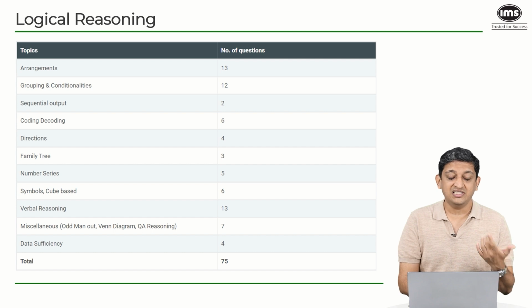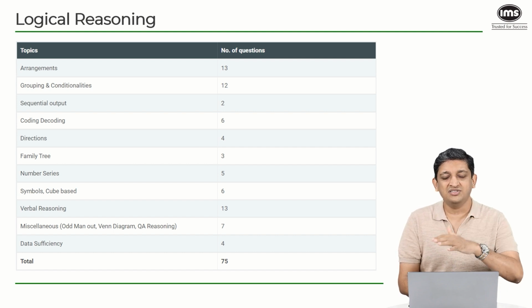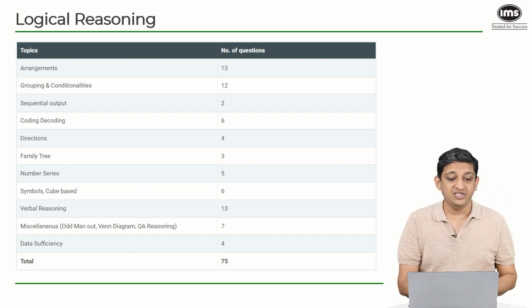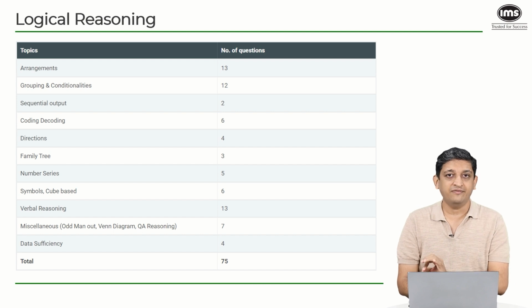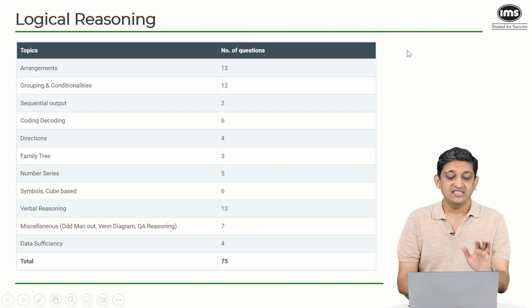Similarly, there were some data sufficiency questions in logical reasoning as well. So on the basis of additional information, you may or may not be able to answer a particular logical reasoning question that would have been part of the question stem when it came to the data sufficiency question type for logical reasoning. So 75 questions in total for this entire section.